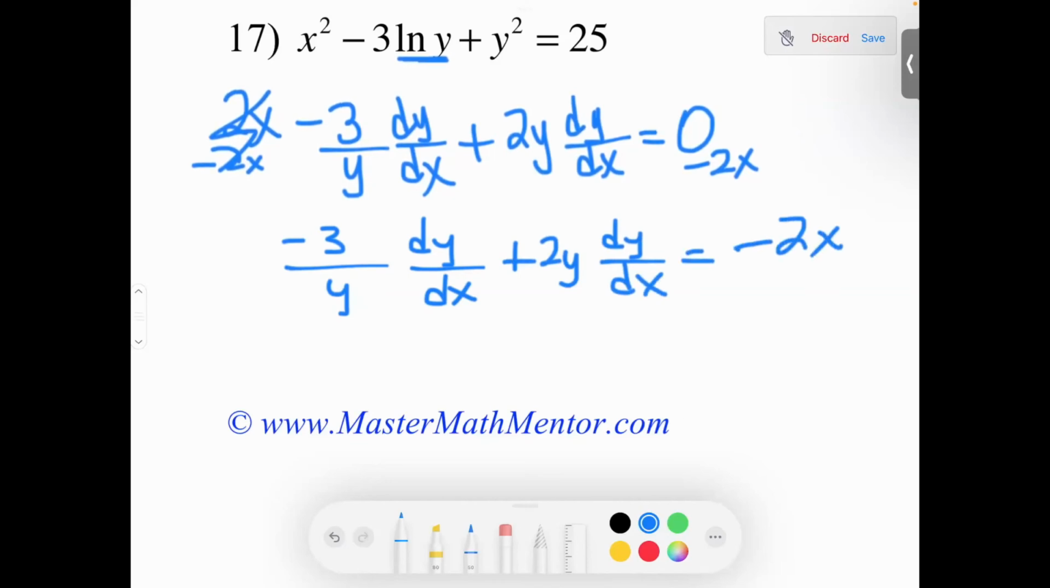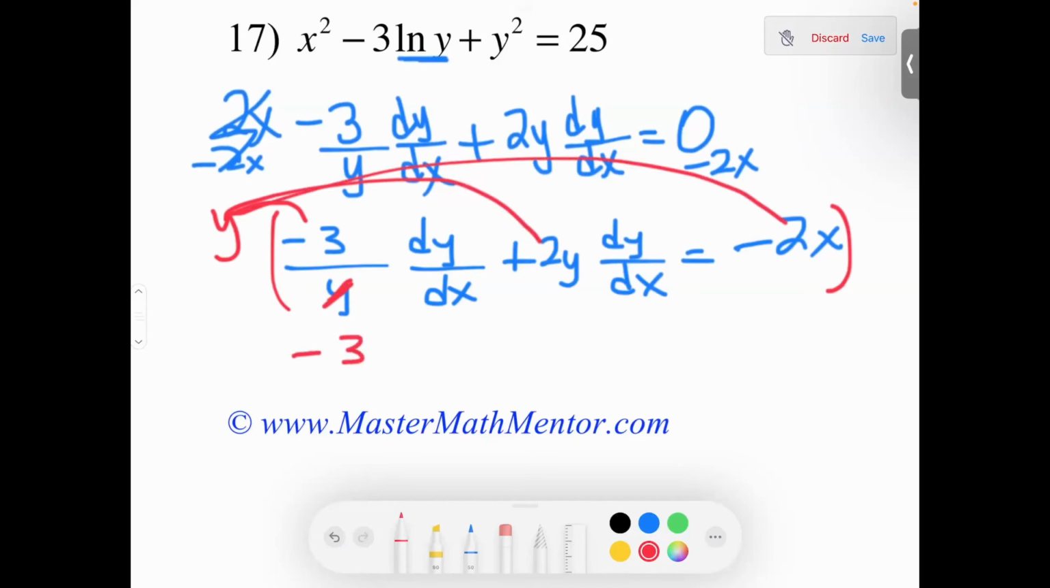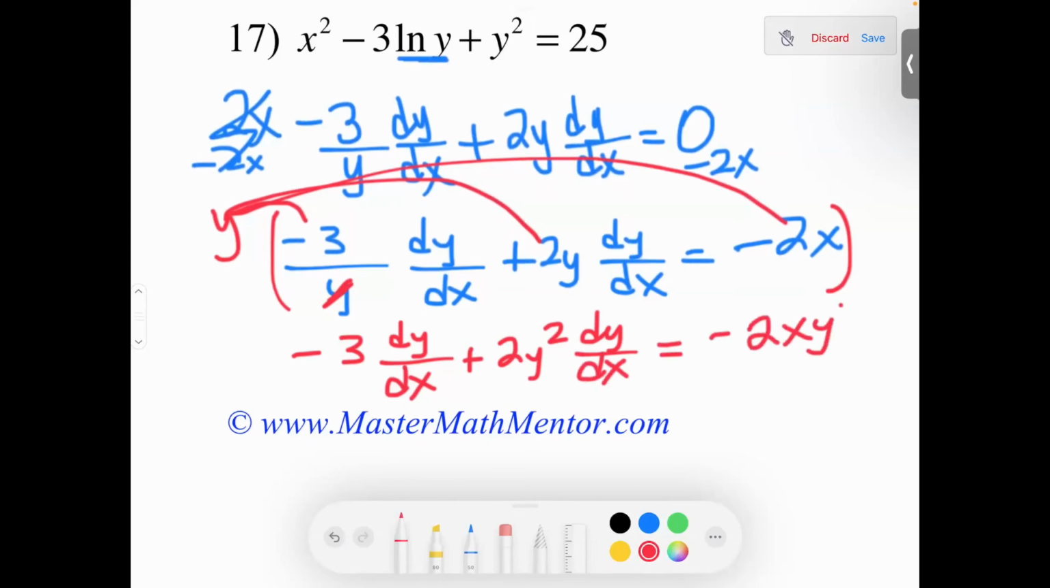All right, now a little algebraic trick that we're going to do here is we're going to multiply the entire equation by y, and we're going to do that so we can cancel this y in the denominator. So when we distribute it to that first fraction, the y cancels, but we have to distribute it to everything after that as well. So we end up with negative 3 dy/dx plus 2y squared dy/dx is equal to negative 2xy.